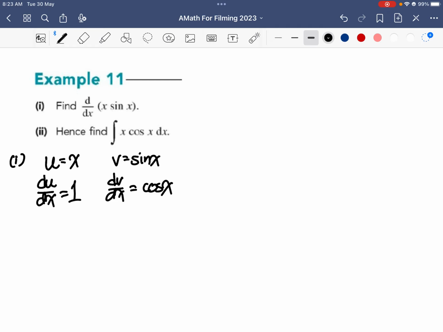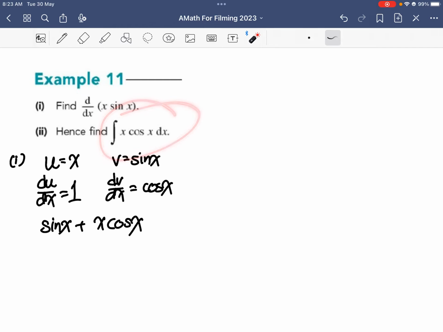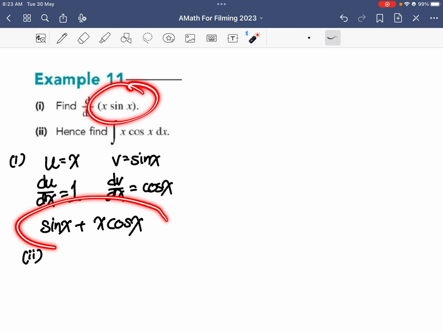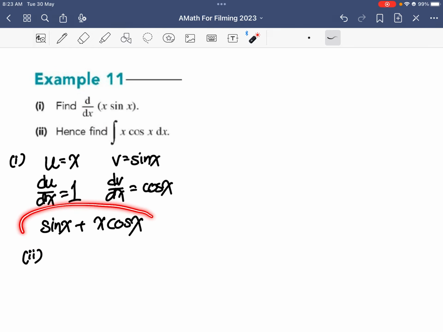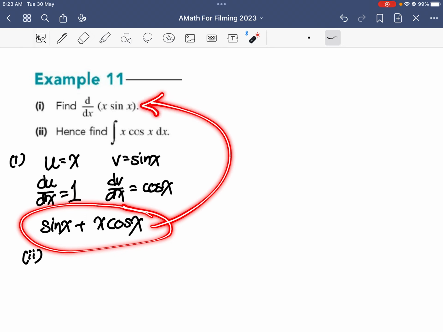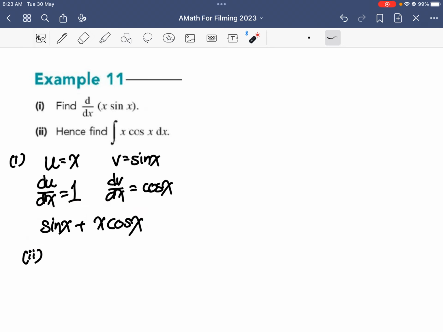So if I differentiate x sine x, what we get is v times du/dx, which is sine x times 1, plus u times dv/dx. Now what they want me to do is to integrate x cosine x. Notice the word here, hence. When there's the word hence, you need to use the result they've gotten from the previous part of the question itself. So going by this logic, if you differentiate x sine x, you get this. Therefore, if you integrate these two terms, you would get back x sine x itself.